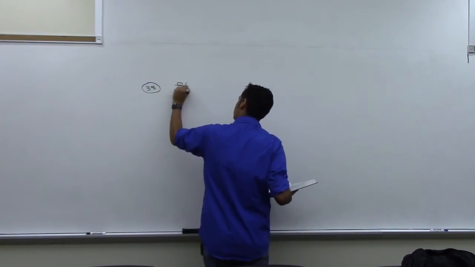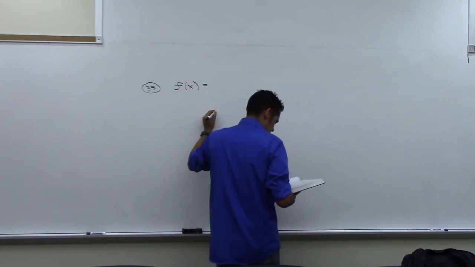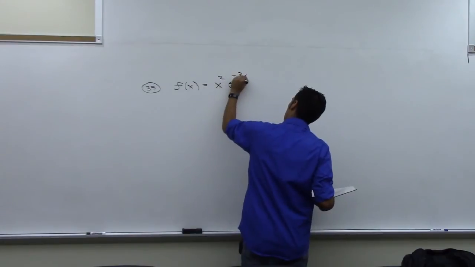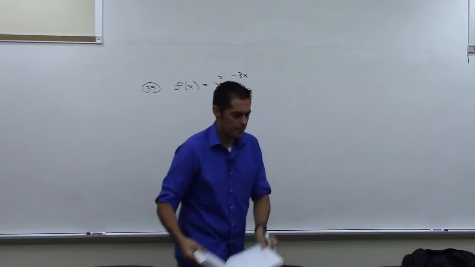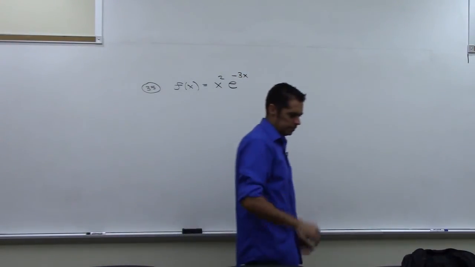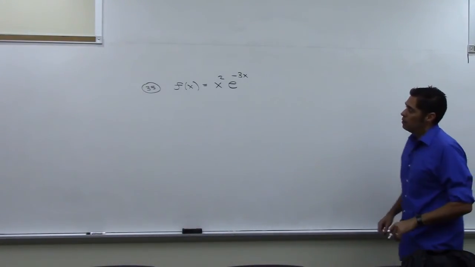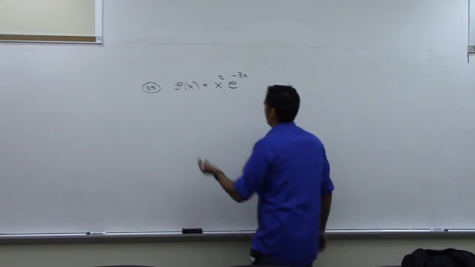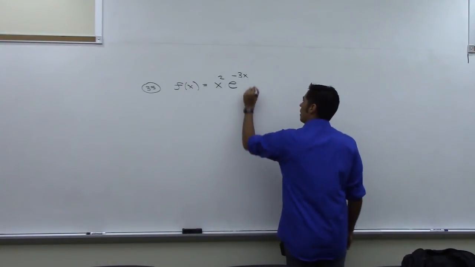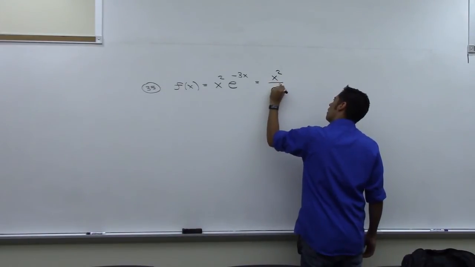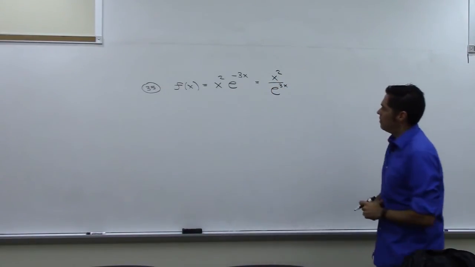F of x equals x squared e to the negative 3x. All right, so same thing. Let's take the derivative. Let's also keep in mind we could write this a different way. Right, that's the same thing.